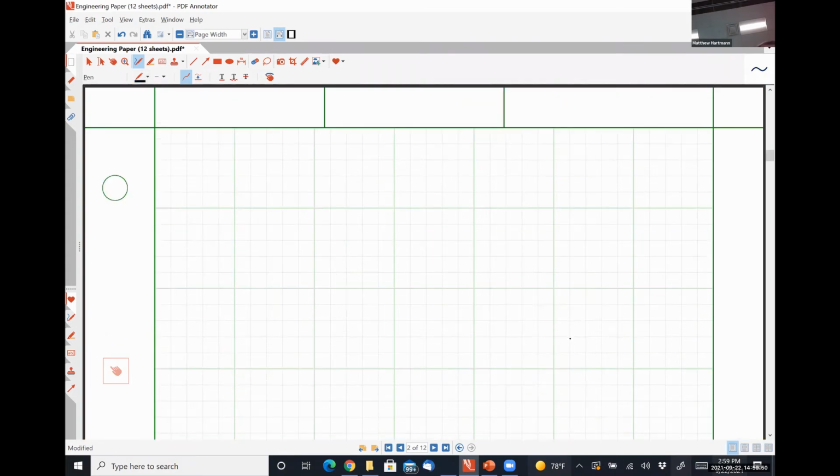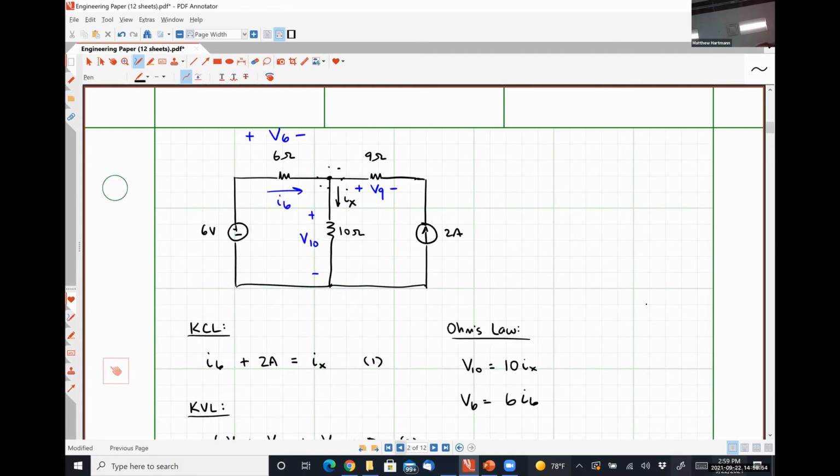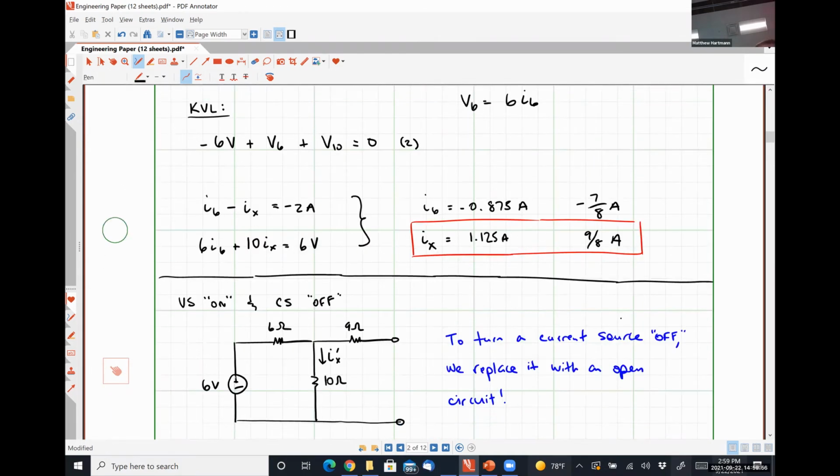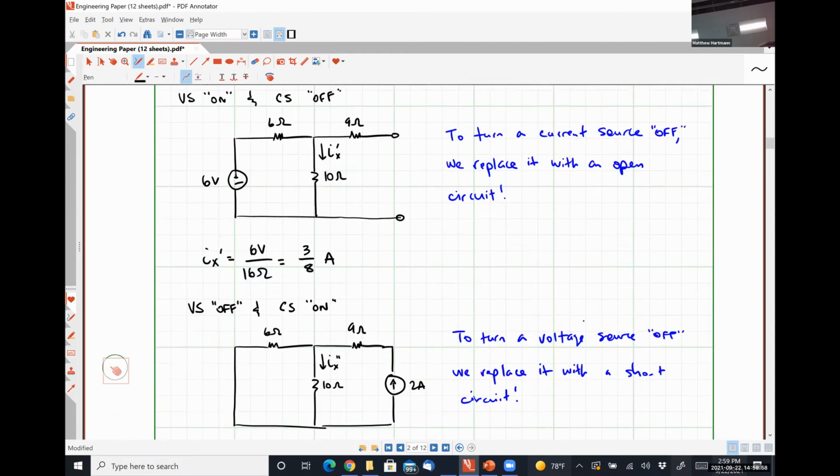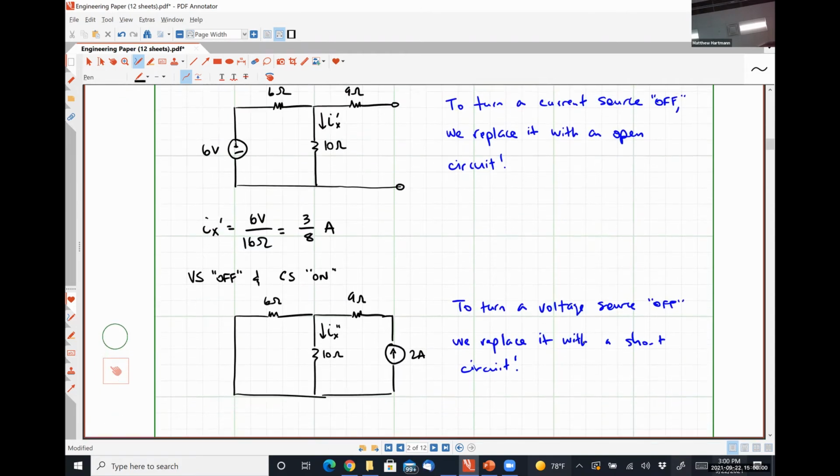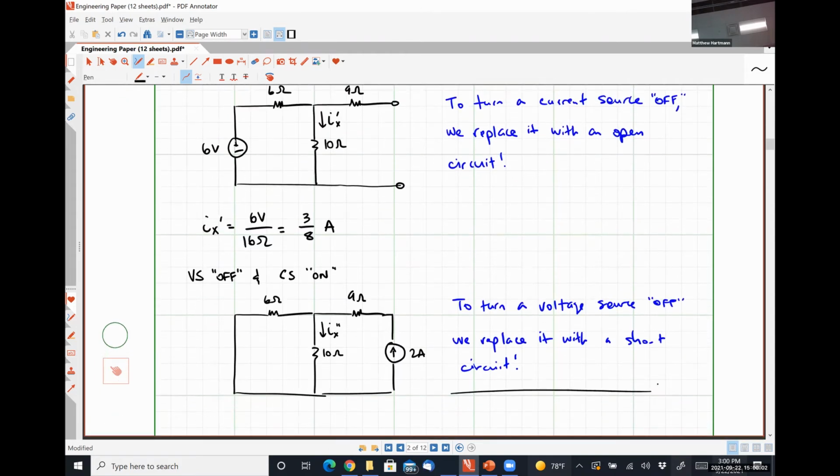All right, so I'm running out of room here on the bottom, but I think there's actually enough space for us to analyze the second circuit here. I think I can fit it in down there.